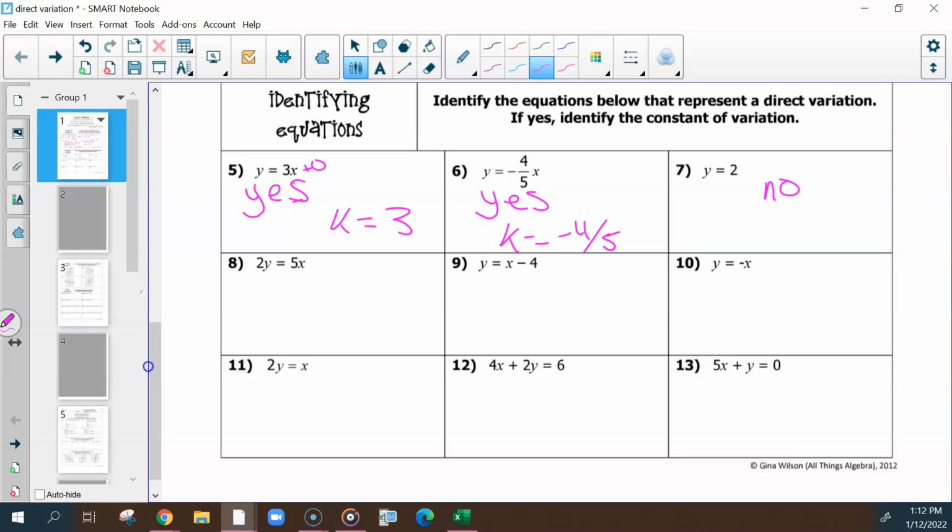For 8, we would need to solve it first. So divide both sides by 2. And then this looks similar to 6. It is a line. It goes through 0. So we can say this is. And the constant k would be 5/2.